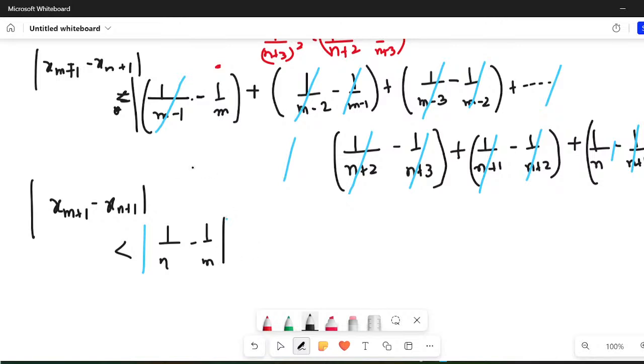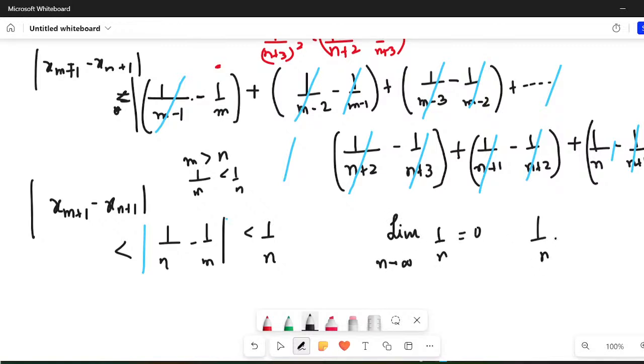And I clearly know that my m is greater than n, so certainly 1 upon m will be less than 1 upon n. So obviously this is positive, and 1 upon n is being subtracted by something, so should I not write it as less than 1 upon n? And I know already that limit n tends to infinity of 1 upon n is equal to 0. That implies 1 upon n minus 0 can be made less than epsilon for all n greater than or equal to n_0 belonging to natural numbers.